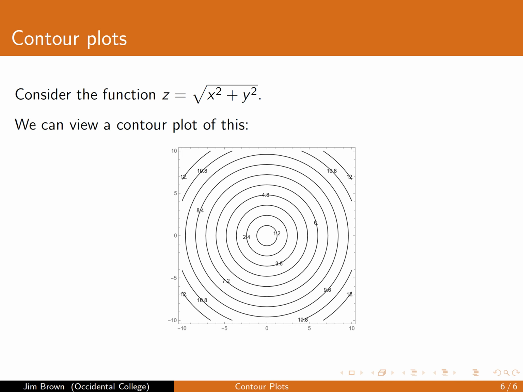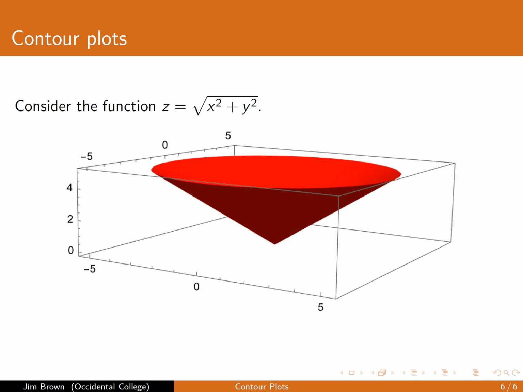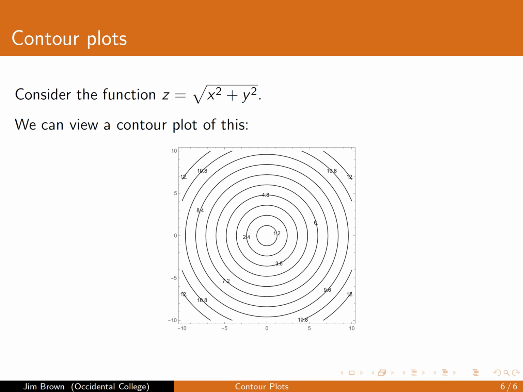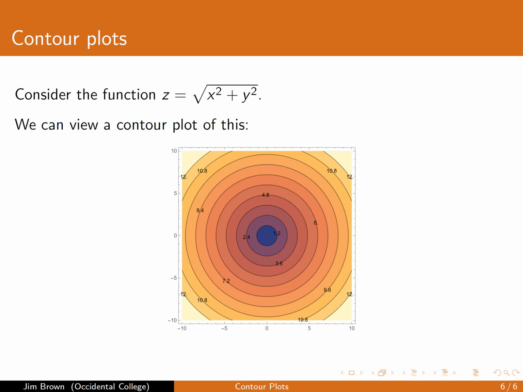And as we go away from it here, we're getting larger and larger values as it goes up. And we can also view this with color as well, like this. So you can see the smallest value here is in blue, and then it gets lighter as you go up. So we're going to use these contour plots to get lots of information.